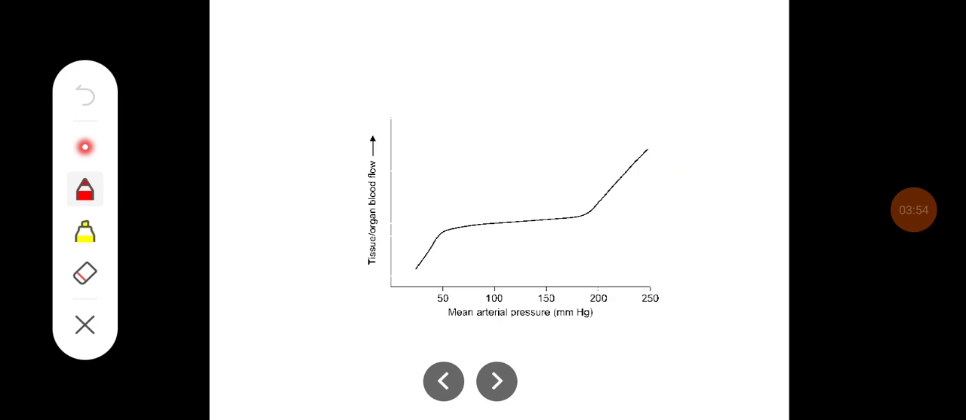This is how the blood flow is almost going to remain constant from the range of around 60 to around 180 mm of Hg.